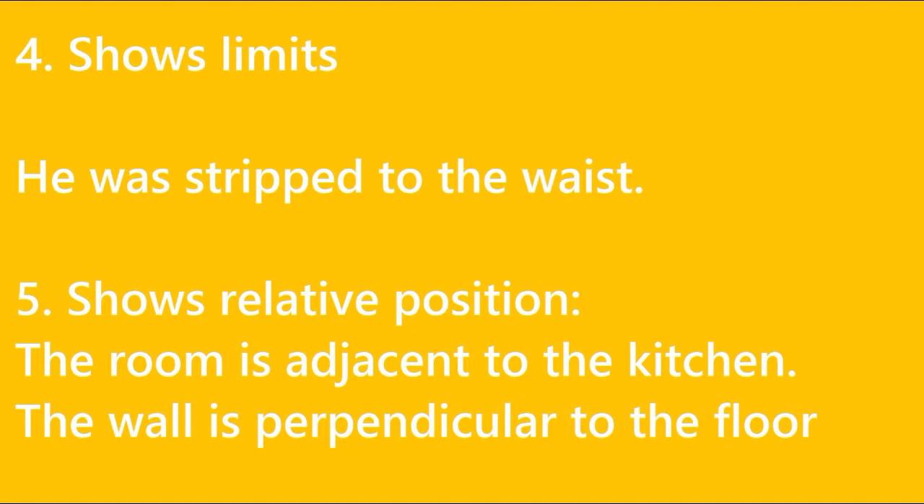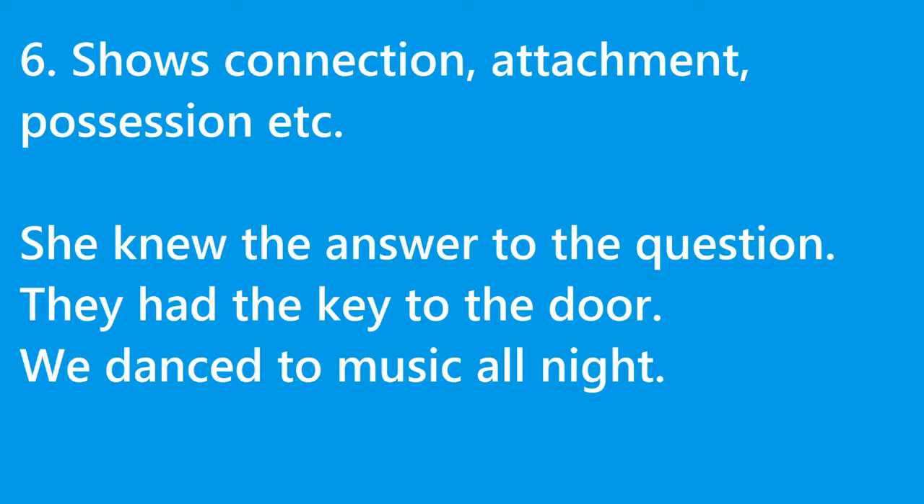Okay, coming on to usage number 6, shows connection, attachment, possession, etc. To is used to tell connection between things. She knew the answer to the question. They had the key to the door. We danced to music all night. In all these three sentences, to is telling us the connection between different things.